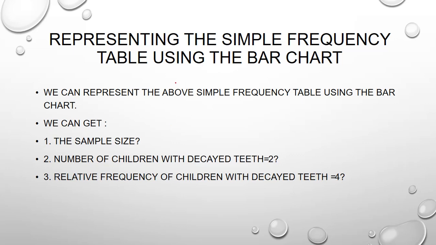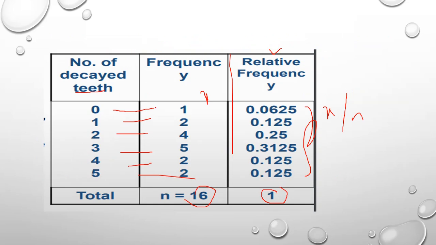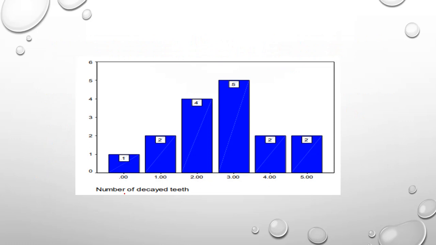Here, representing the simple frequency table using the bar chart. Bar chart is used for discrete distributions. We can represent the above simple frequency table using the bar chart. We need the sample size. We know that the sample size is 16, and the number of children's decides are, see, here we have 0 1 2 3 4 5. You can observe this graph.